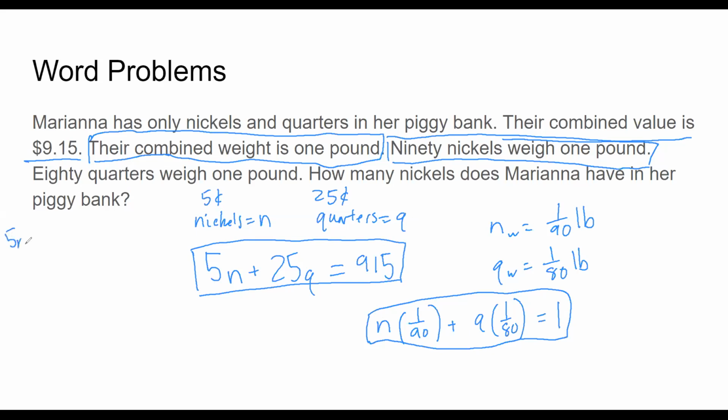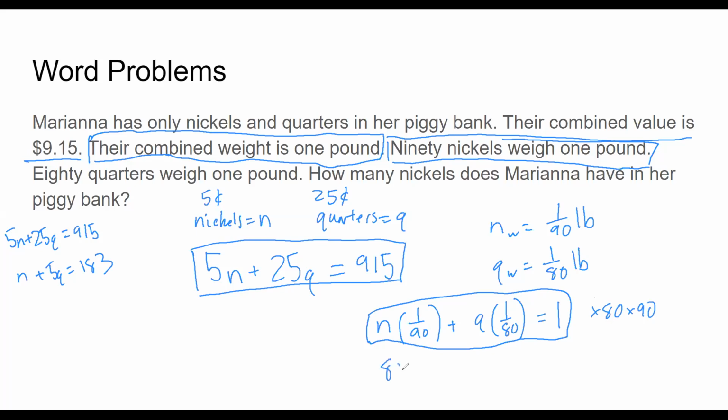It says 5n plus 25q is equal to 915. Well, we can divide everything by 5. So that gives us n plus 5q is equal to, I think it's 183. Let me check. n plus 5q is equal to 183. And then we have this equation, n times 1 over 90 plus q times 1 over 80 equals 1. Well, we have fractions here with 90 and 80, so let's just get rid of the fractions. We can multiply this by 90 and 80, which is 720.